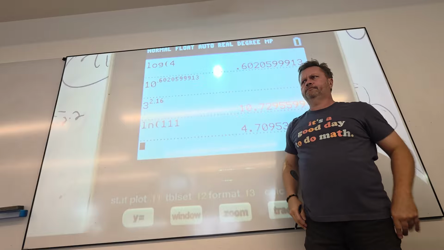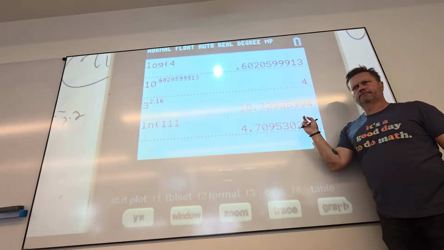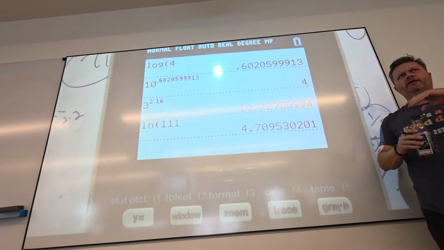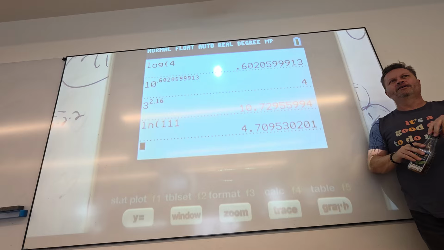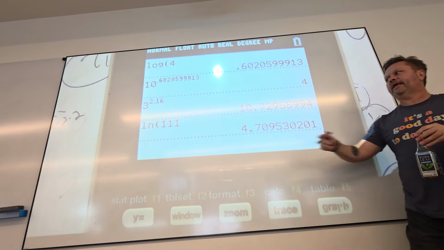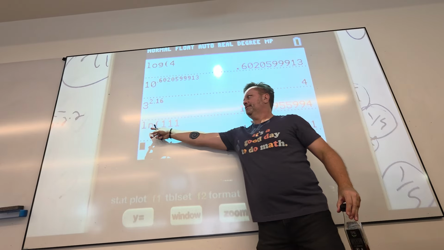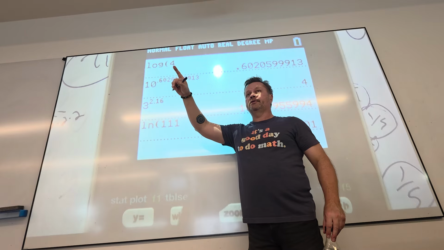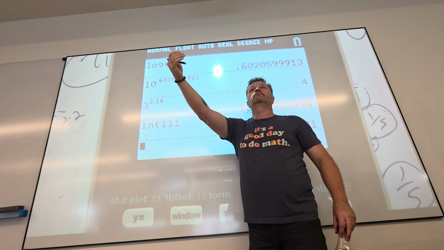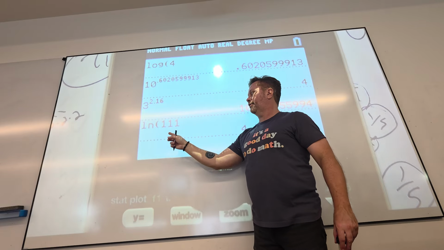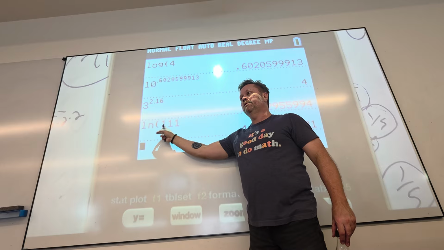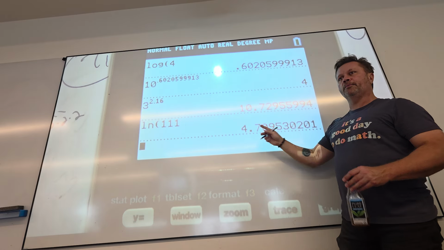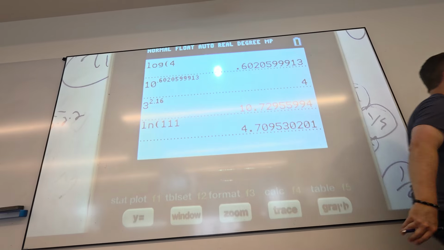What does that mean? You're like, yeah, I don't know, 4.7. What's it mean, considering what it's the answer to? What does this represent? It's a log, so what's it represent? A log represents a power, the power that E needs to become 111. That's what that is. If I raise E to this number, it becomes 111.